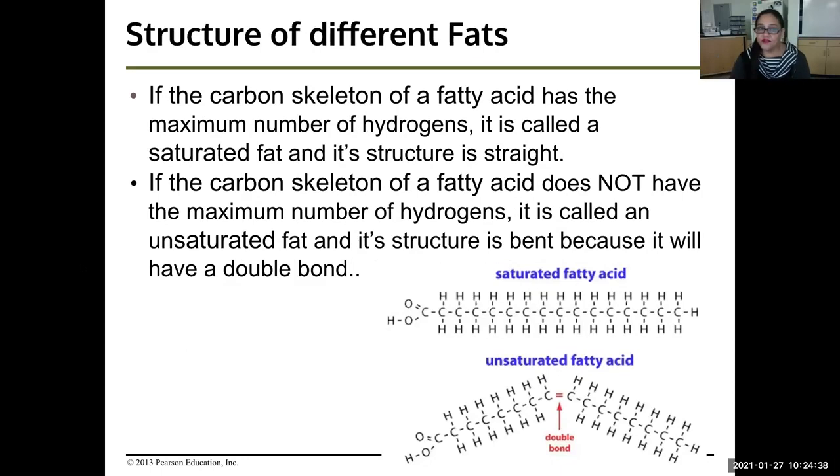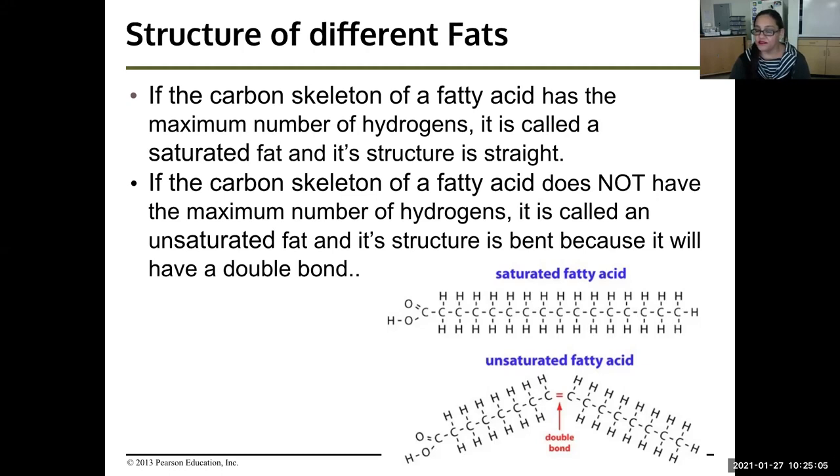Structure of different kinds of fats. If the carbon skeleton of a fatty acid has the maximum number of hydrogens, it is called a saturated fat and its structure is straight. If the carbon skeleton of a fatty acid does not have the maximum number of hydrogens, it is called an unsaturated fat and its structure is bent because it will have a double bond in the middle. You can see that illustrated in the picture.